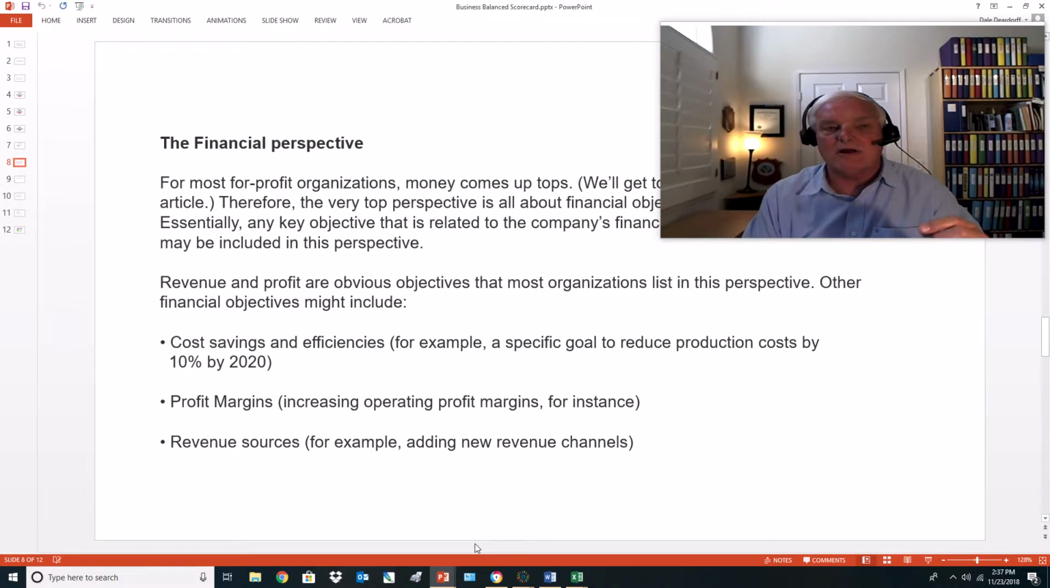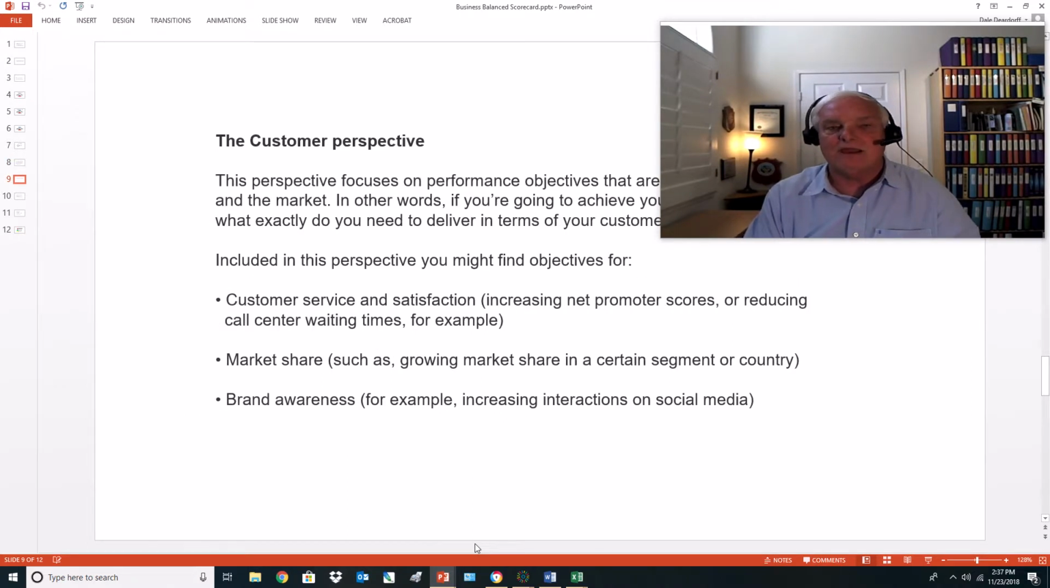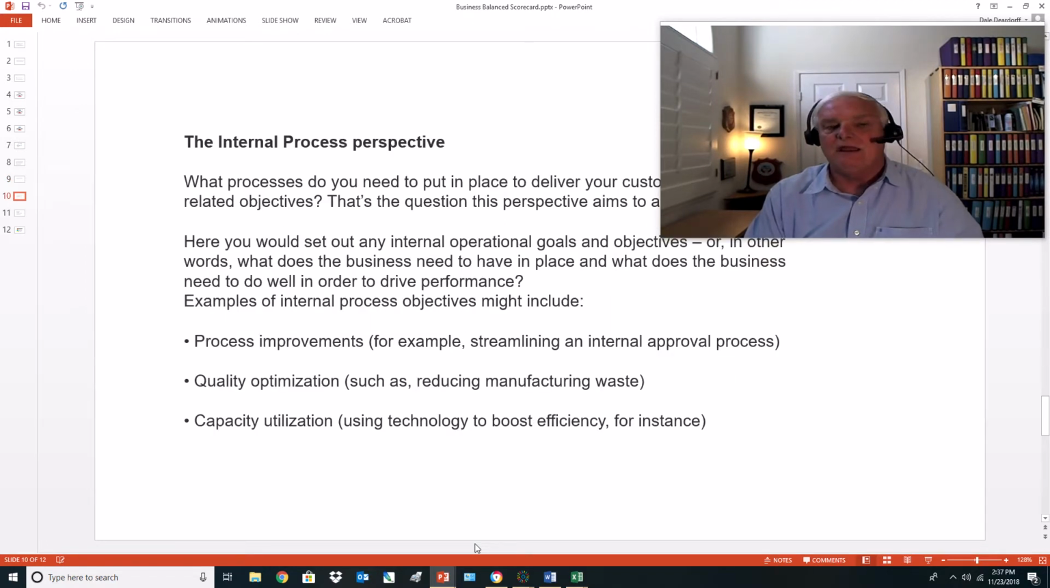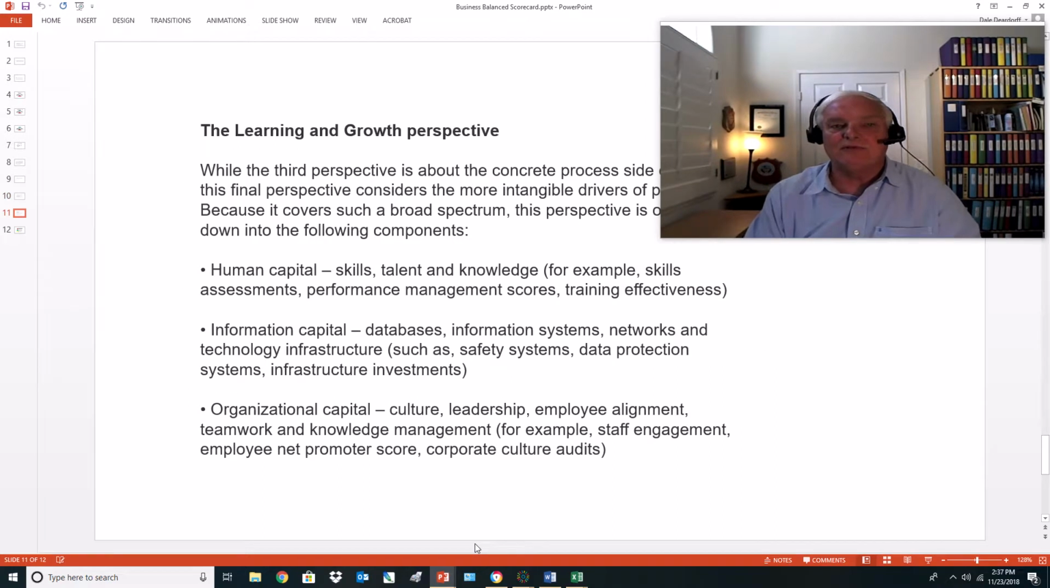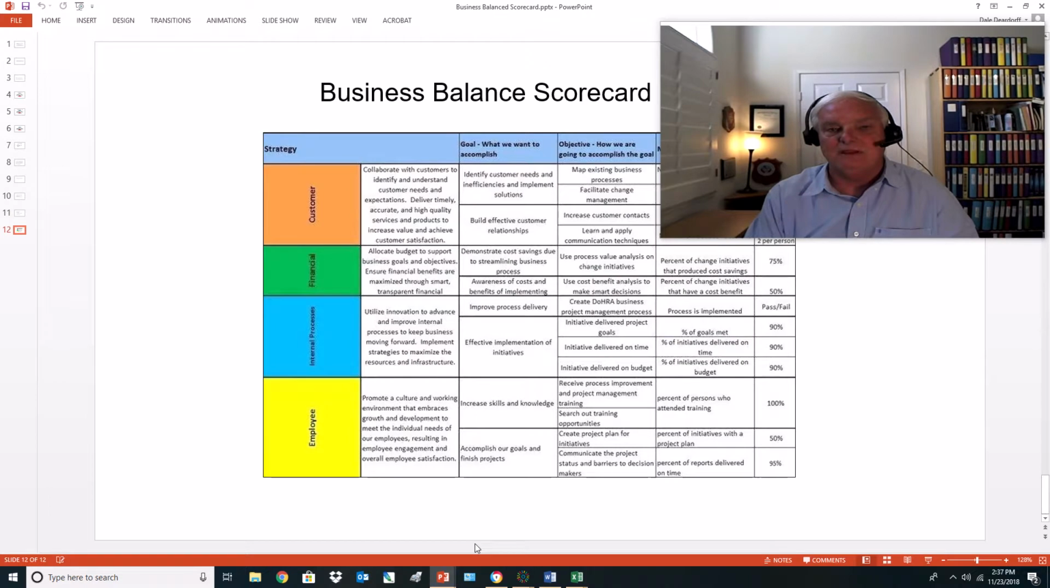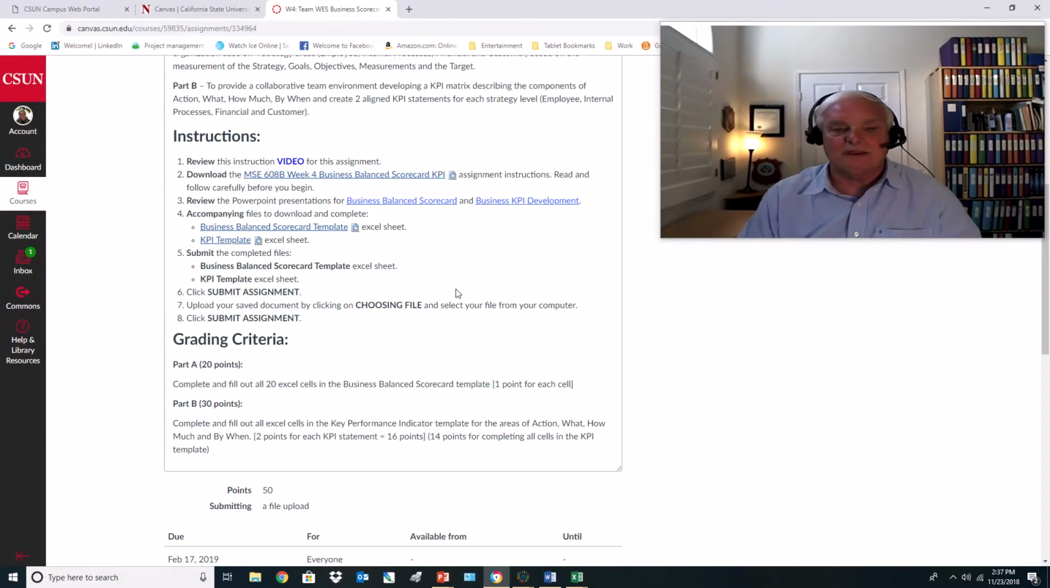So we talk about what exactly is the financial perspective. I give you an example of that. I talk about the customer perspective. What is an example of that? I talk about the internal processes, once again, examples, and then the learning and growth perspective, which is the employee, the people side of it. I then give you that sample that we showed you again. So here's that sample of what one, when completed, would look like. Now, that covers the first part of the business balanced scorecard.